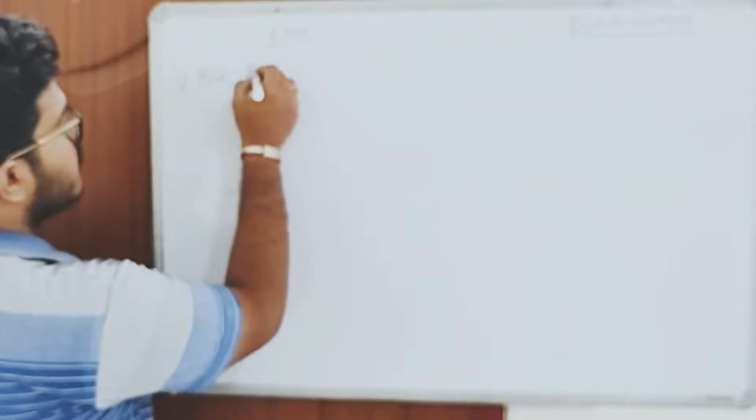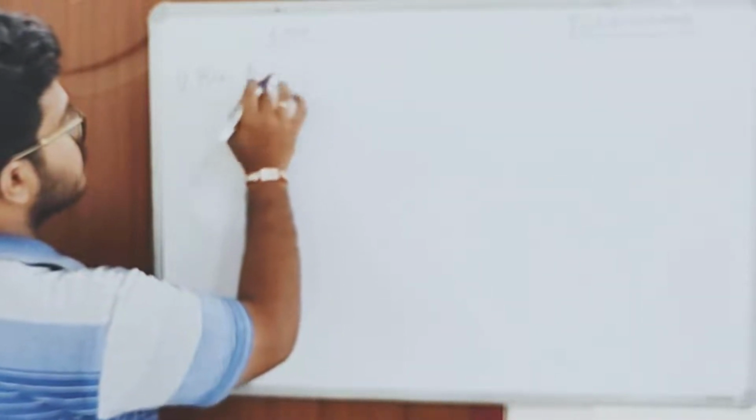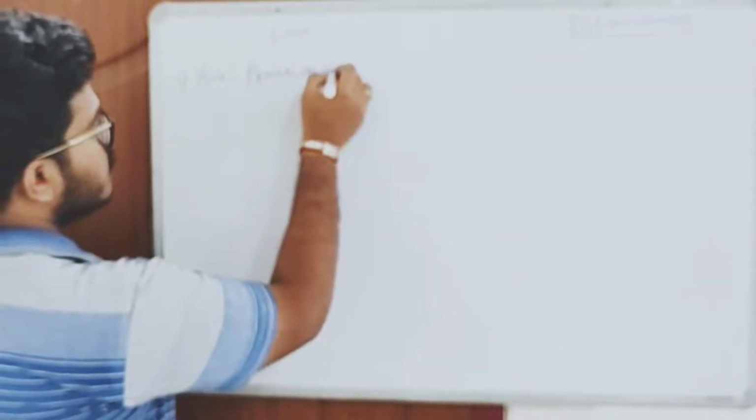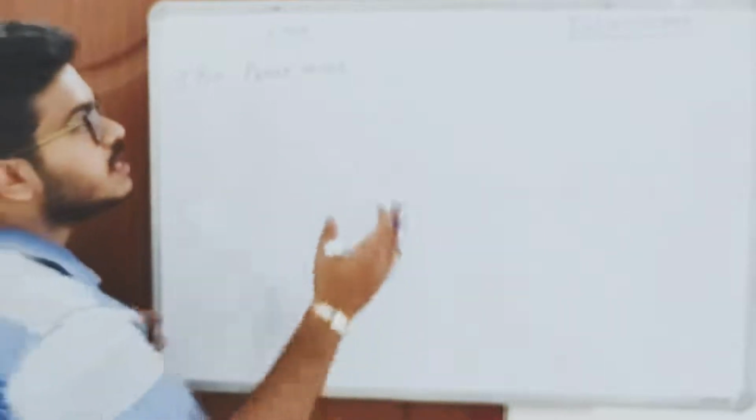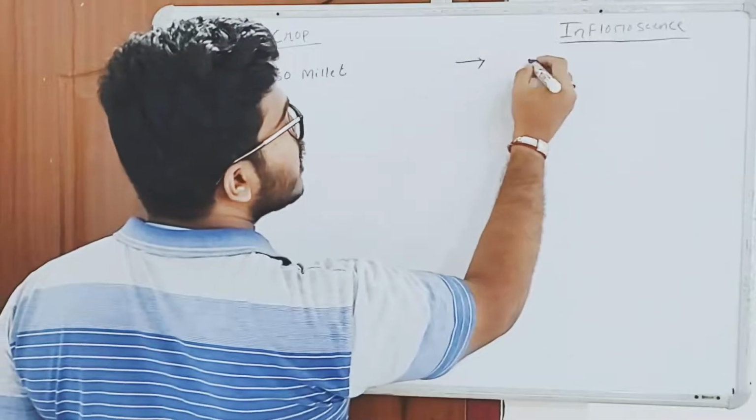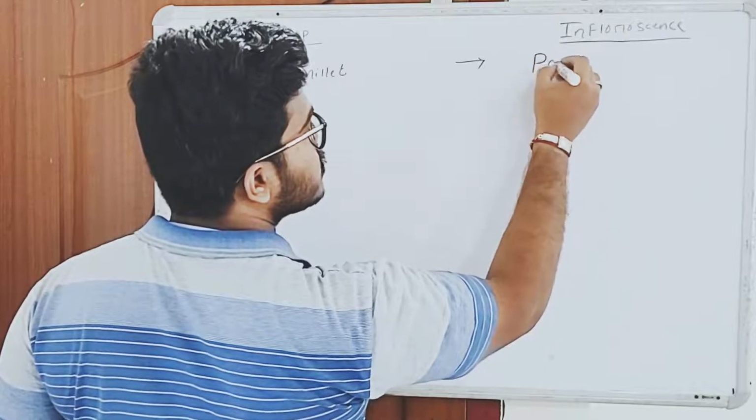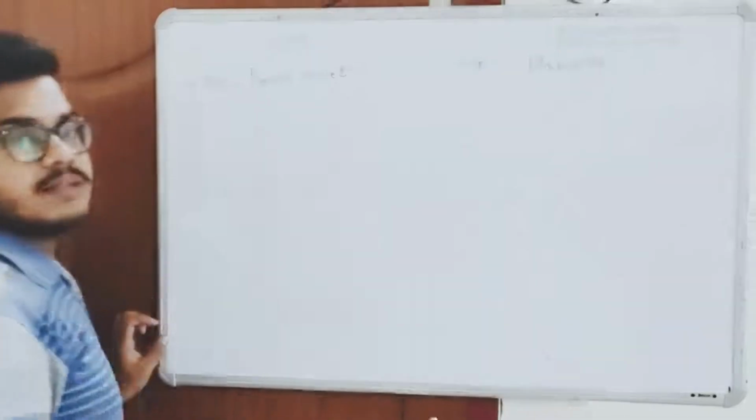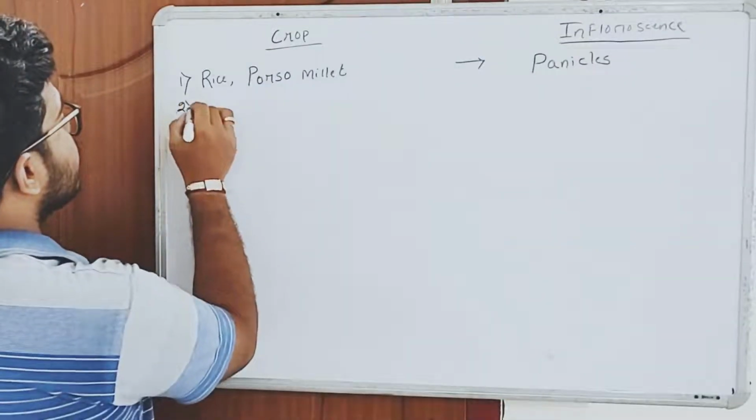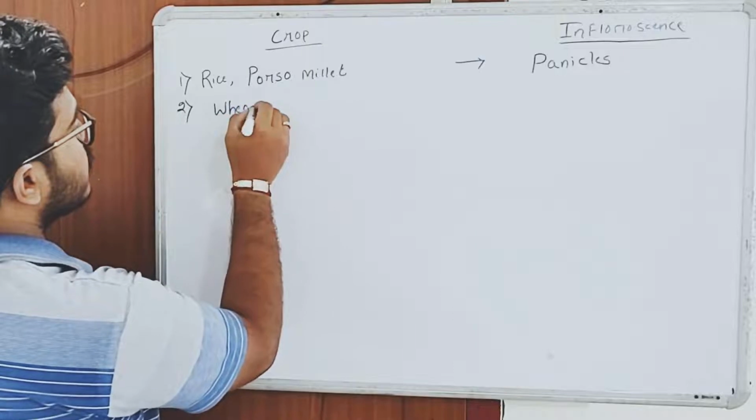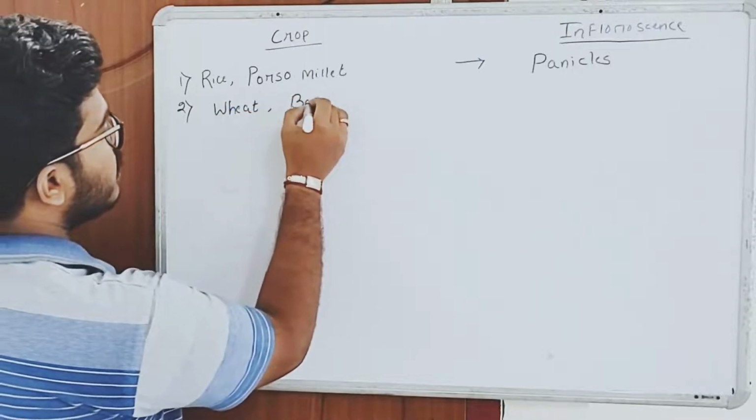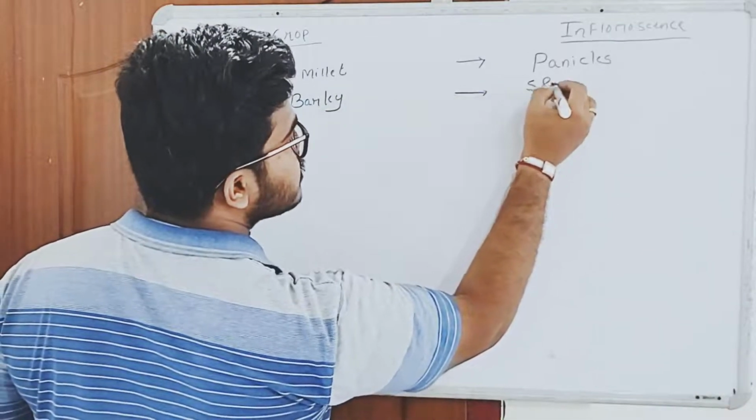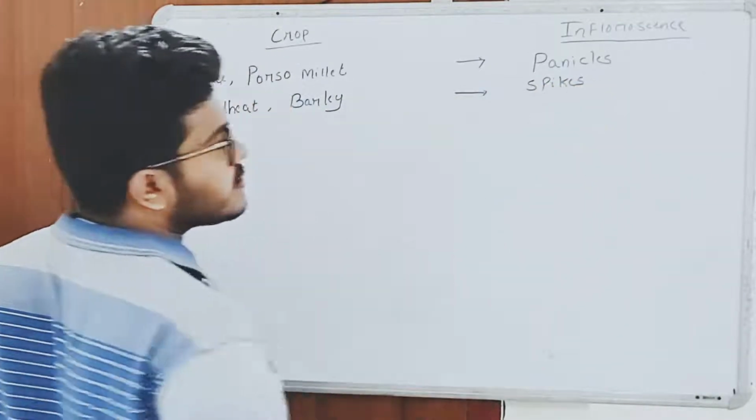Rice or proso millet. If the crop is rice or proso millet, its inflorescence is called panicle. Second, wheat. For wheat or barley crop, we call it spikes.